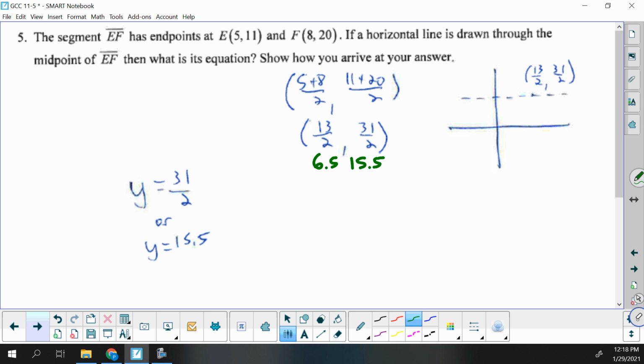We want to draw a horizontal line that goes through that. So let's say that's our point there. A horizontal line is a y equals line. Horizontal lines are always y equals some number. Vertical lines are x equals some number. So we should have either y equals 31 halves or y equals 15.5. And we're getting those because those are the y value of our point.